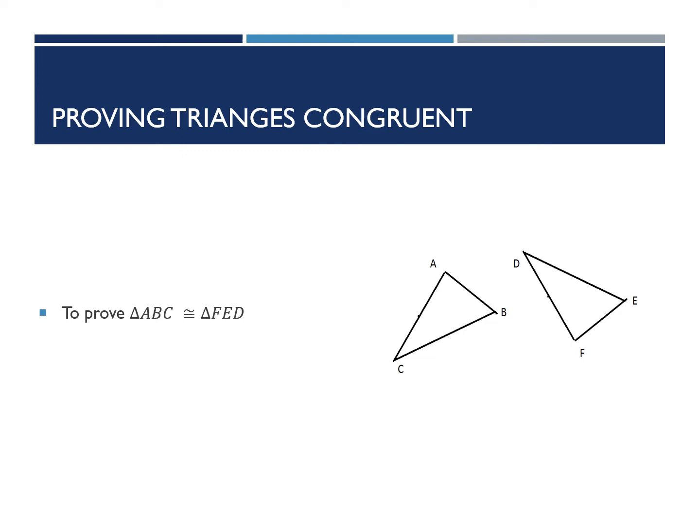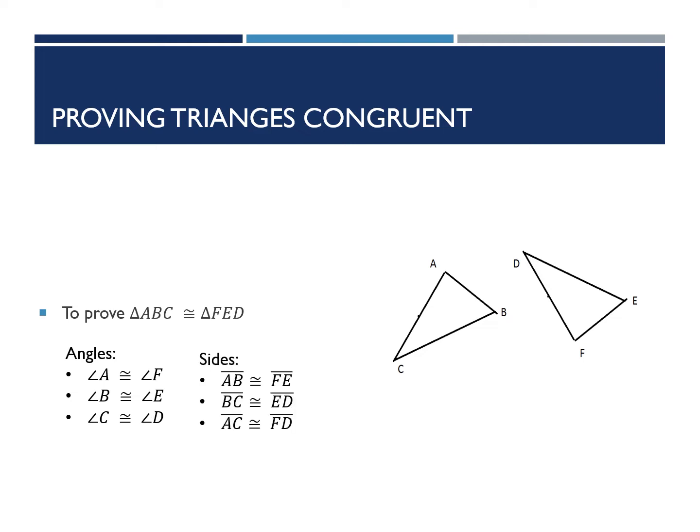So in order to prove that these two triangles are congruent, you have to prove a lot of things. You have to think about, what does it mean for triangles to be congruent? Well, first it means that all of their angles are congruent. So up until this point, with the lesson from yesterday, you would have to prove that angle A is congruent to angle F, angle B is congruent to angle E, and angle C is congruent to angle D. And that's not enough. Then you would have to prove that all of the corresponding sides are congruent.